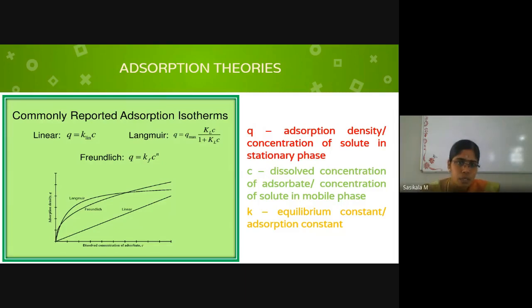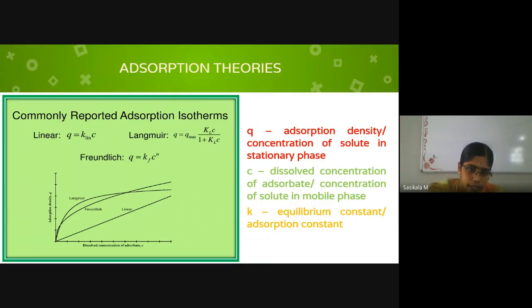For Langmuir, it will be non-linear. Either the concentration will be exceeded in the stationary phase, or it will be exceeded or lowered in the mobile phase. Likewise, non-linear adsorption takes place in Langmuir. That is explained by the Langmuir theory. And the Freundlich theory says no much change occurs between the concentration of solute in stationary and mobile phase. Slight changes will be there. That is represented with this graph.